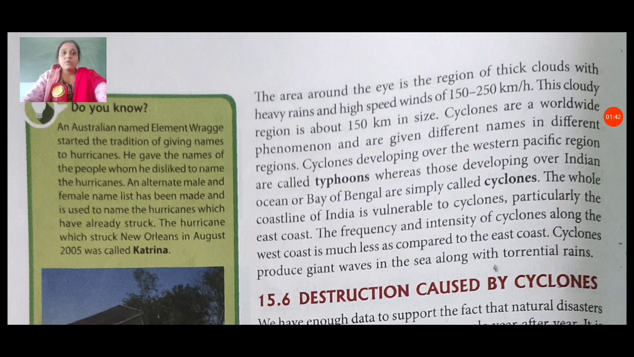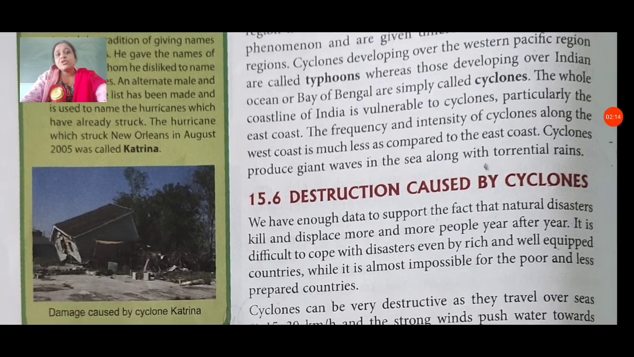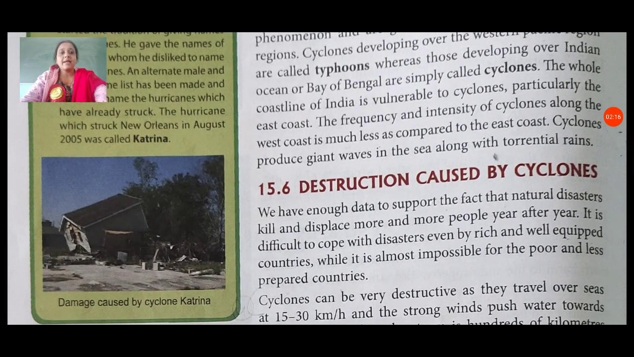The area around the eye is the region of thick clouds with heavy rain and high-speed winds of 150 to 250 km per hour. This cloudy region is about 150 km in size. Cyclones developing over the western Pacific region are called typhoons, whereas those developing over the Indian Ocean or Bay of Bengal are simply called cyclones. Then we also have the destruction caused by cyclones.